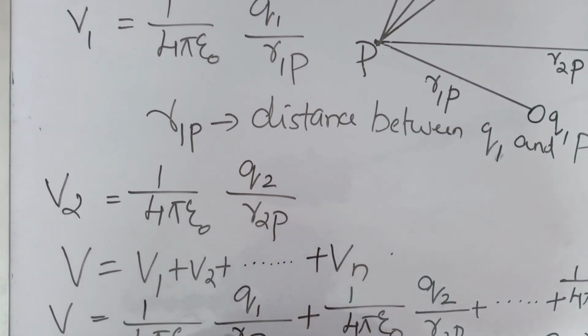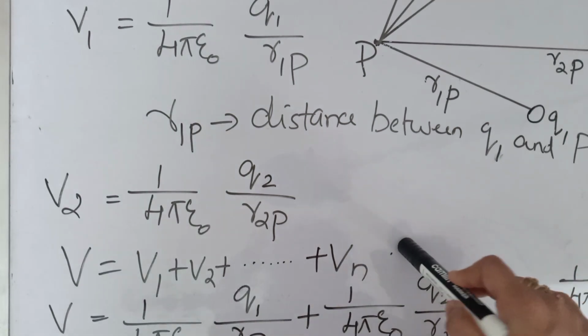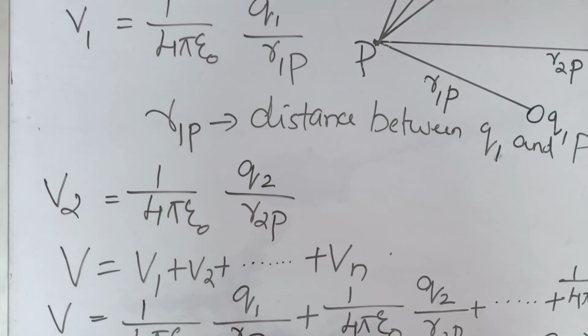That means V will be equal to V1 plus V2 plus V3 plus etc. plus Vn. So the potential at P due to the total charge will be the algebraic sum of the potentials due to individual charges. Here we have to find the potential due to individual charges, then we can take the algebraic sum, that means we can add them together.